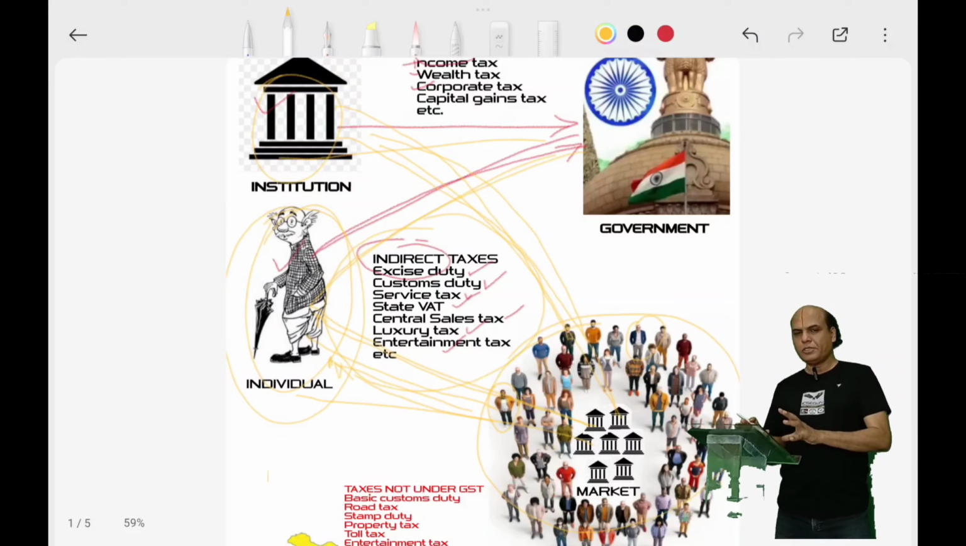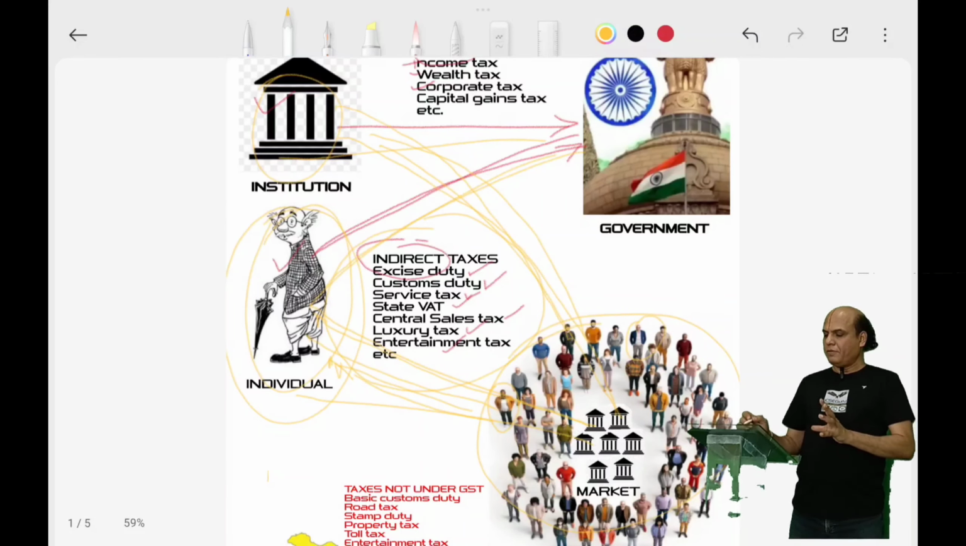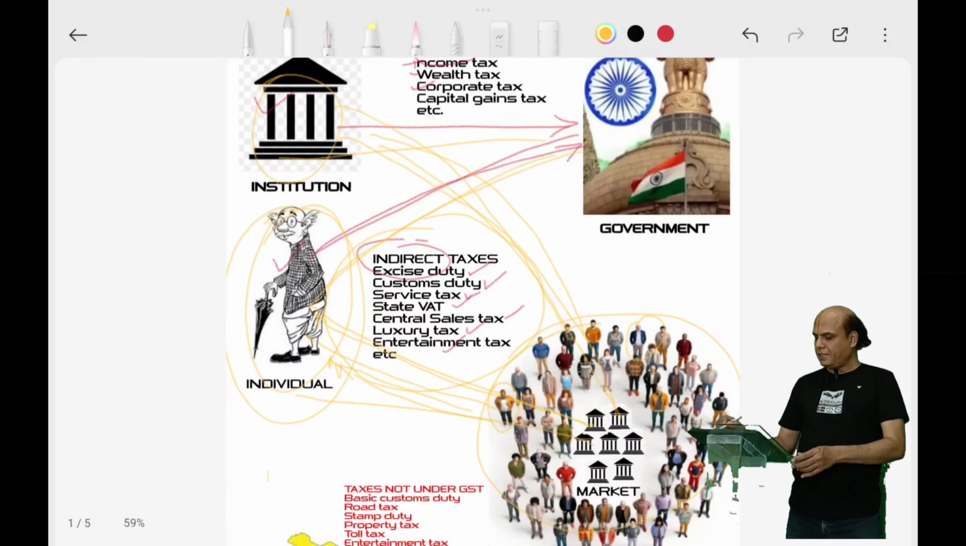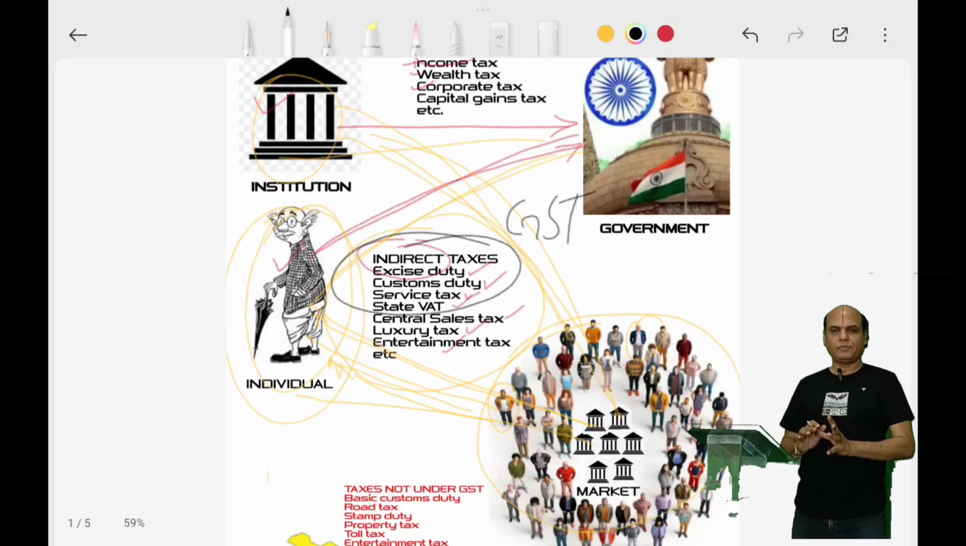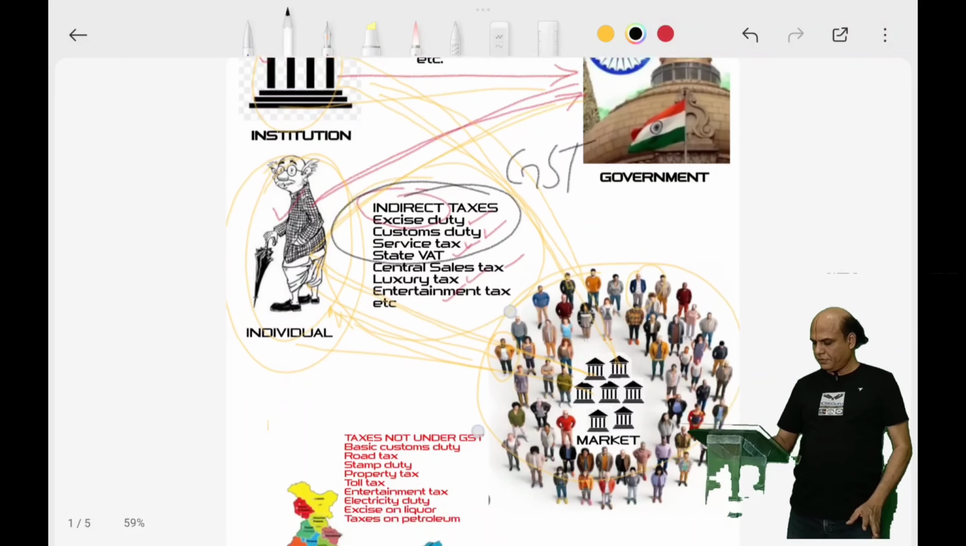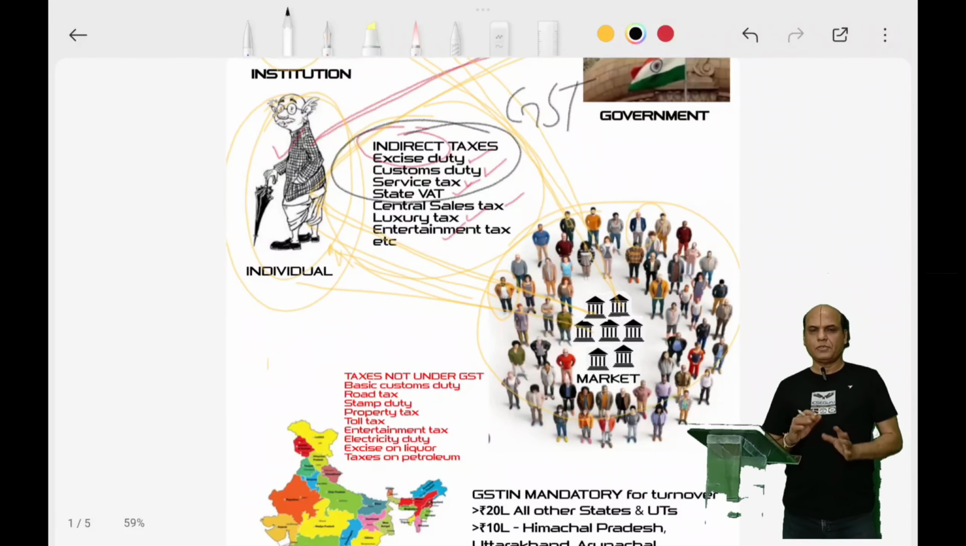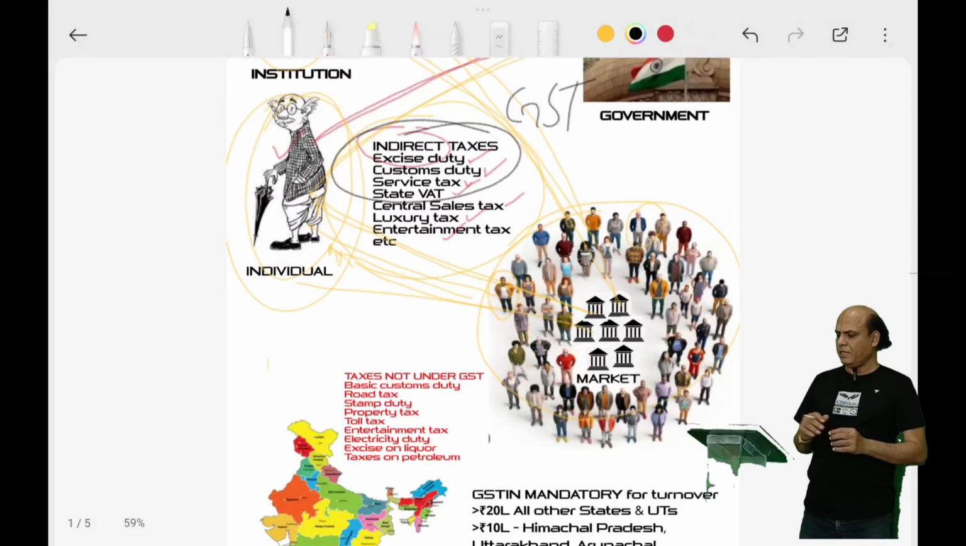Now we need to focus on indirect taxes. Whatever GST has been imposed recently, that has replaced these indirect taxes. So GST, goods and services tax, has replaced indirect taxes. So far so clear? Okay.